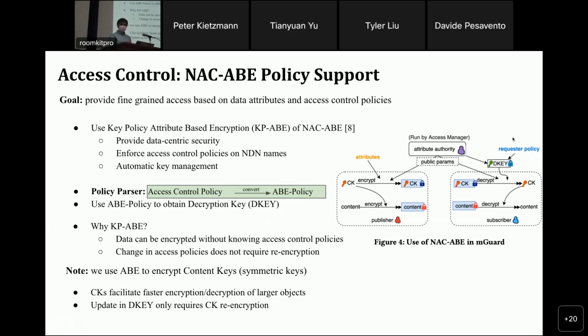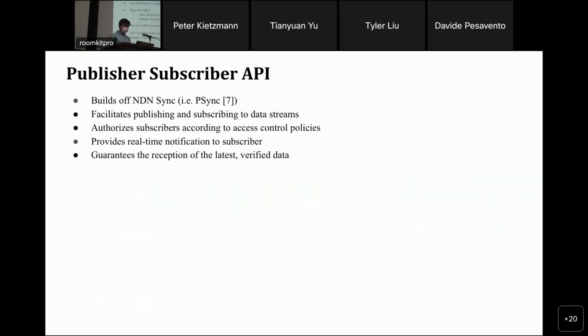This figure basically shows how the content is encrypted. We use the content key to encrypt the content. These are sent to the consumer. The consumer will use their decryption key to decrypt the content key. And once the content key is decrypted, the content will be decrypted. And the decryption key of a user is based on the access control policy. So that's how you achieve fine-grained access control.